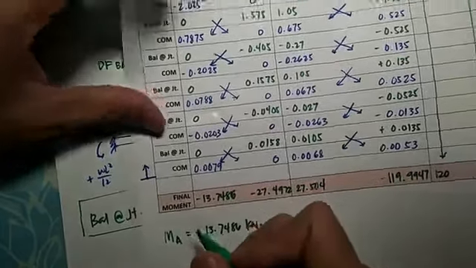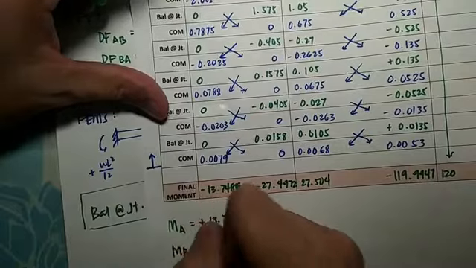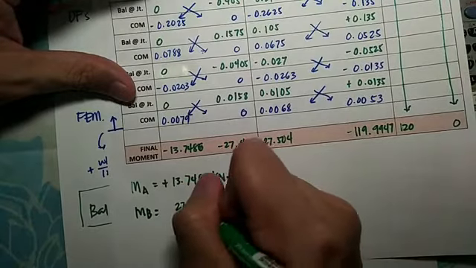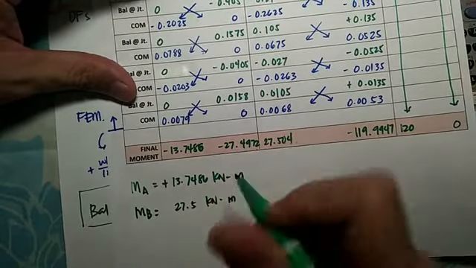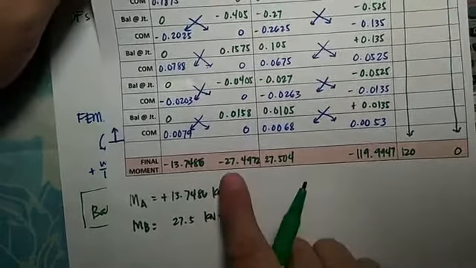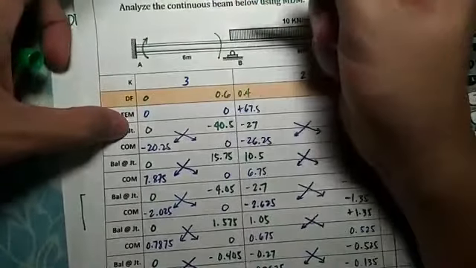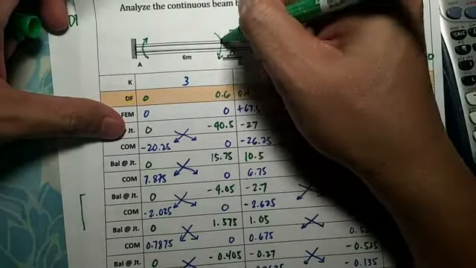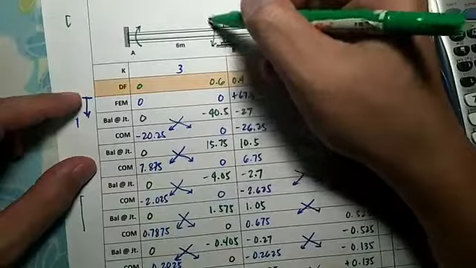How about for moment at B? The moment at B would be equal to 27.5, that's kilonewton meter. So ano ang true sign ng moment sa B? Okay, so if you will look at this, this is negative 27. Negative, that means clockwise. So pag ganyan yung direction niya, it makes the beam, diba, sad face. So considering this direction, it makes the beam sad face.